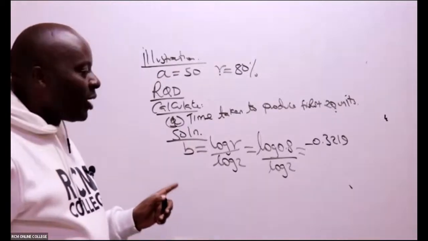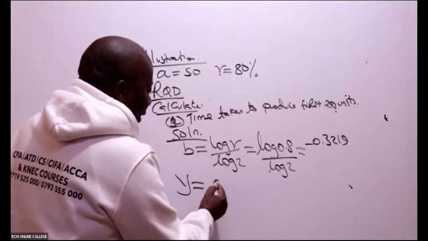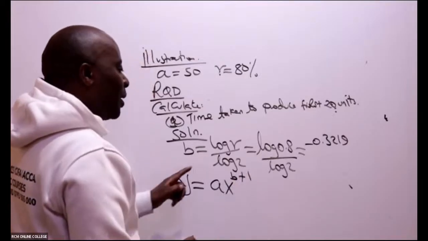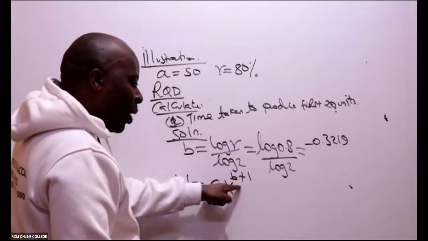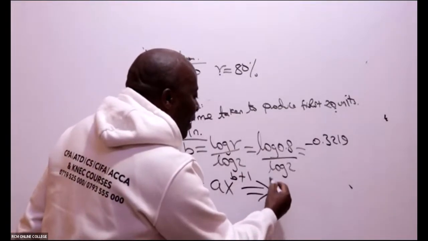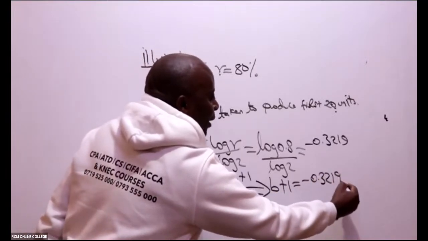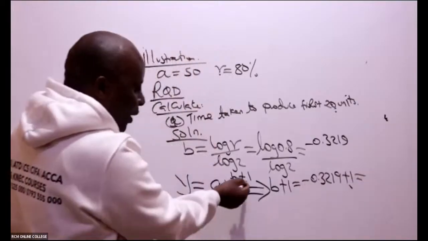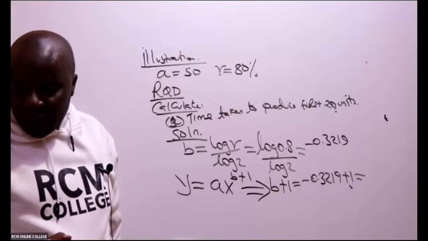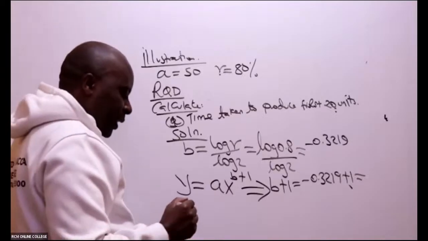Thank you so much. Now, after we get this, remember our formula. Our formula is y equals ax raised to b plus 1. So then we must get the b plus 1 power, the exponent. It will be minus 0.3219 plus 1, because I want the exponent. So according to some ninja here, Bahati, he's getting 0.6781.